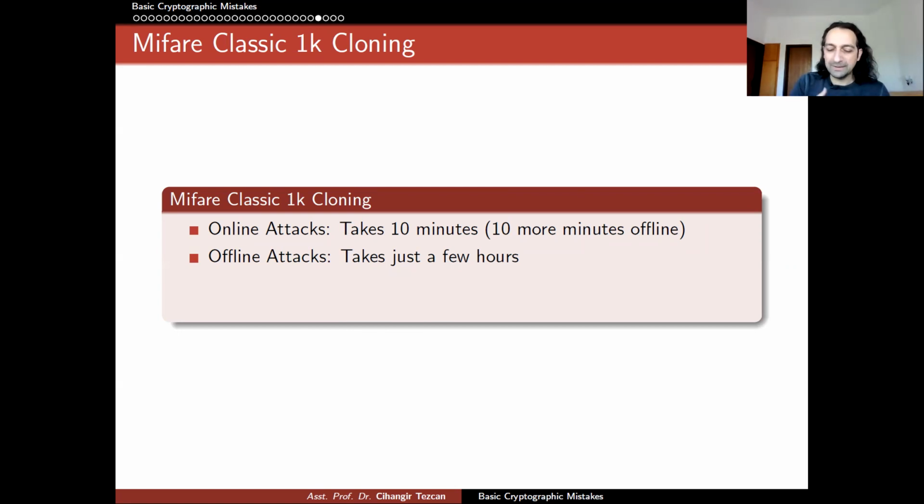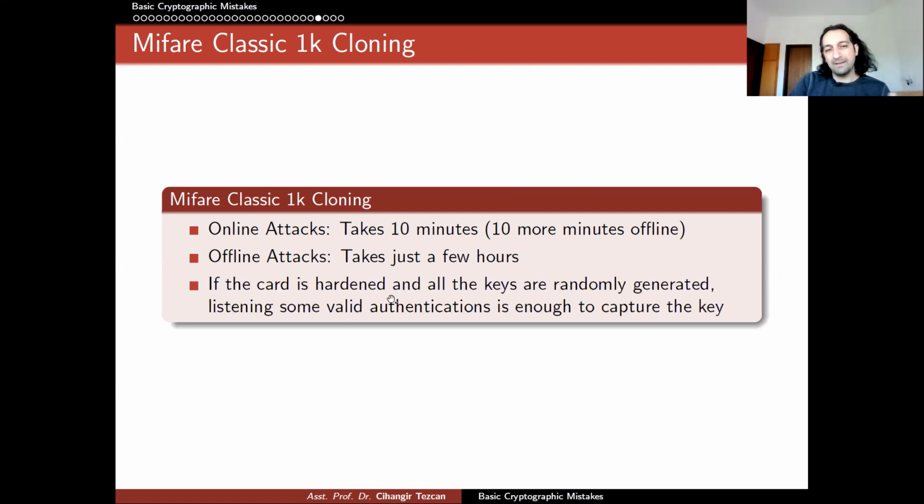So this is why you should be careful about the smart cards in your wallet, because somebody maybe standing next to you can be trying to copy it. But the hardened versions of these cards are somewhat more secure, so these attacks don't work directly. But if you listen to valid authentications, for instance, if you pay for your meal at the cafeteria, somebody can listen to this communication, capture the secret key and clone your card.